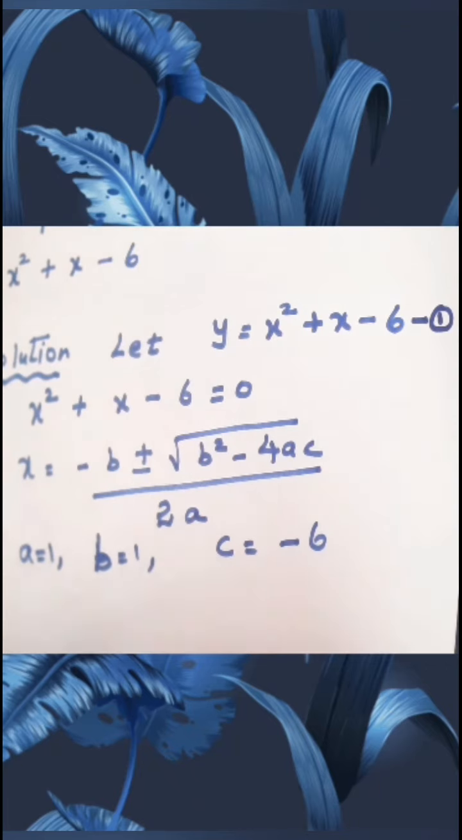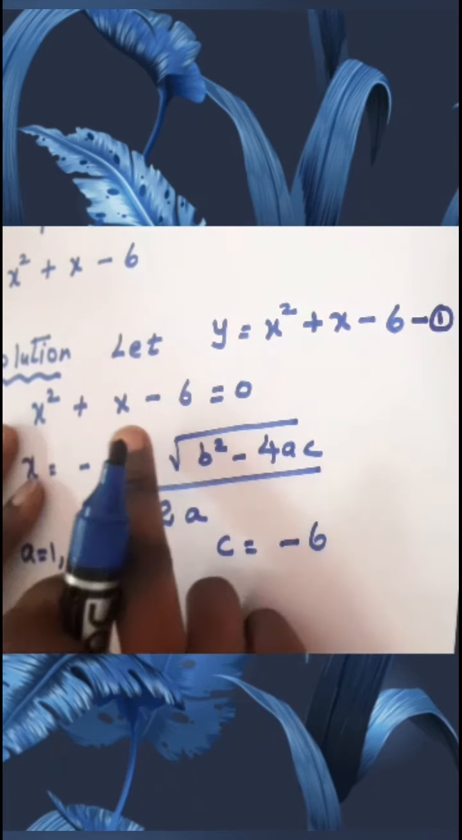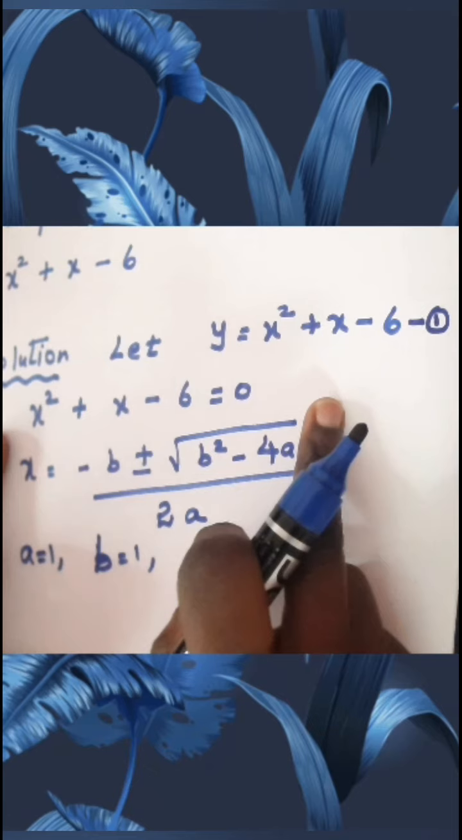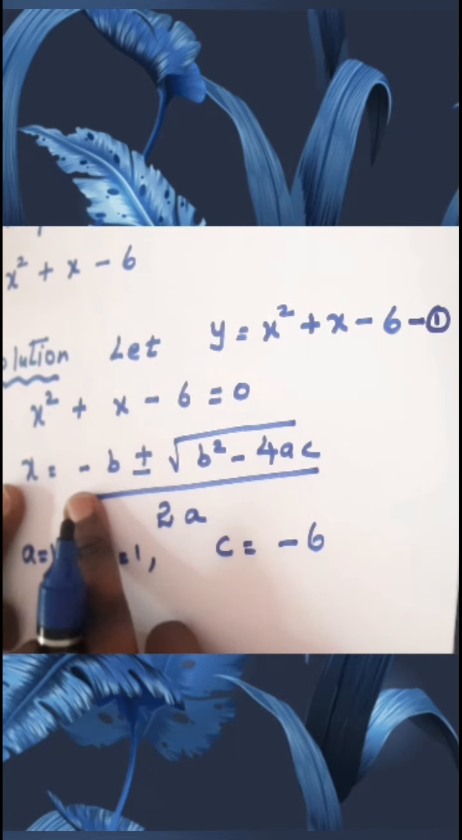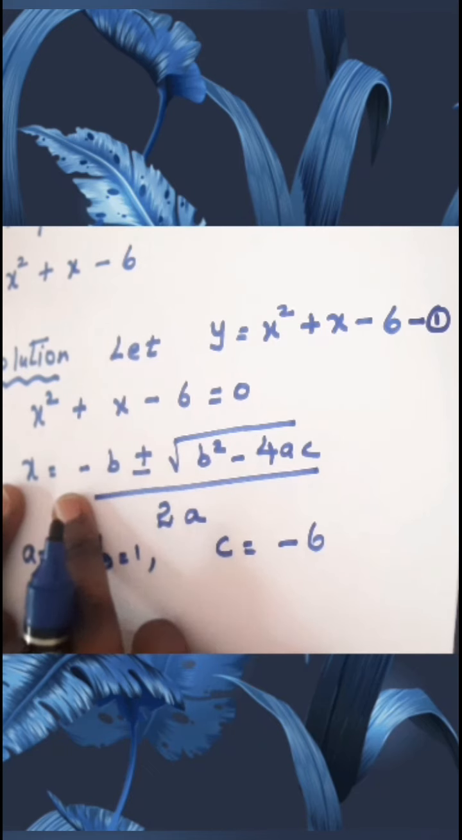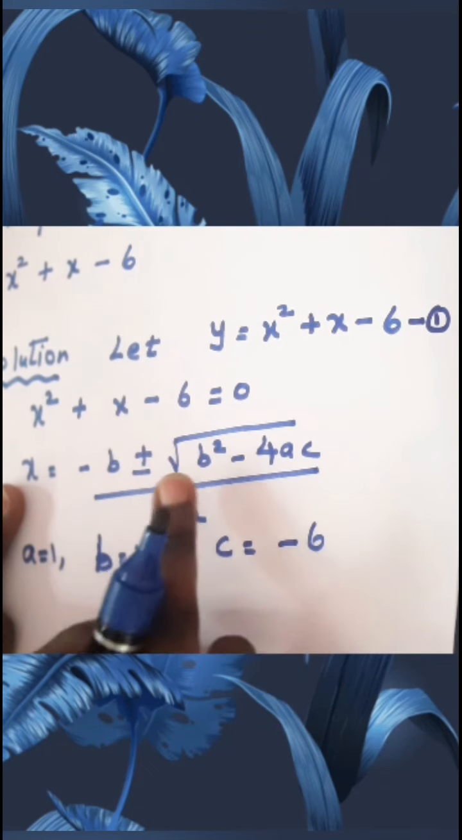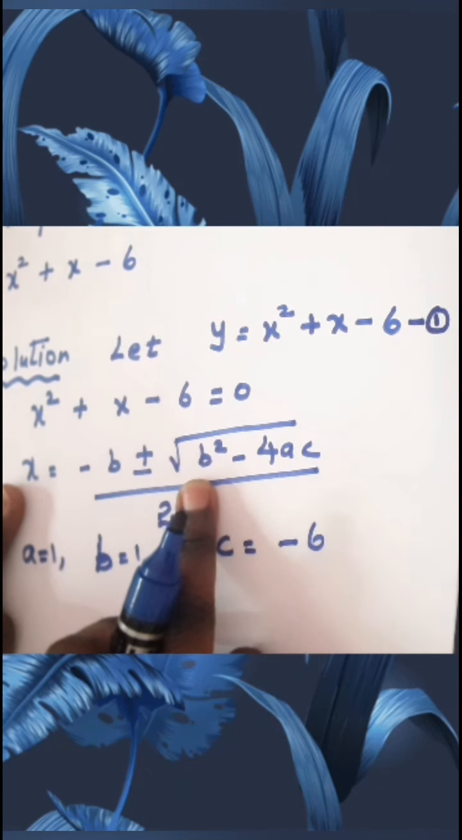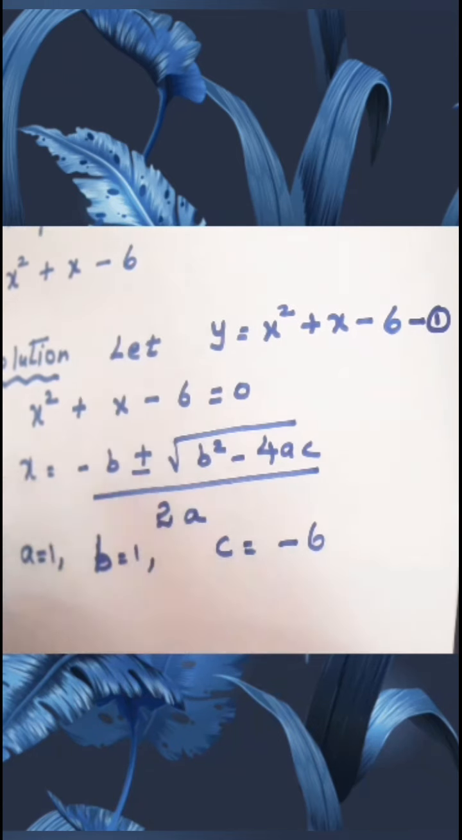I have written the equation x square plus x minus 6 is equal to 0. The formula, I hope everyone remembers. What is the formula? x is equal to minus b plus or minus square root of b square minus 4ac, the whole term divided by 2a. What is a actually? Coefficient of x square, b is coefficient of x, and c is your constant term.